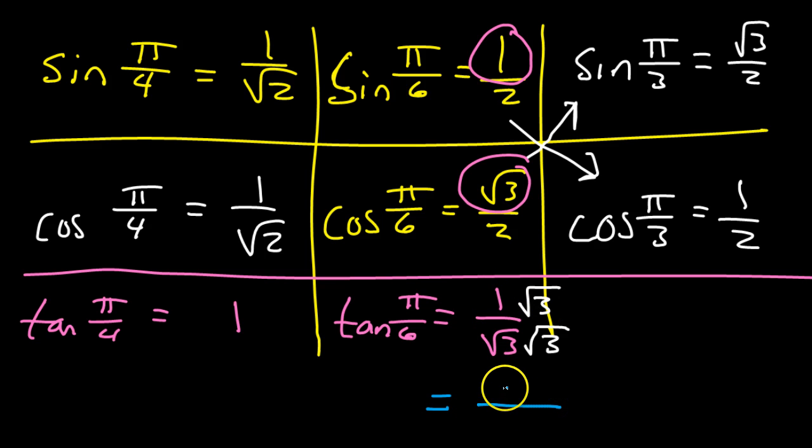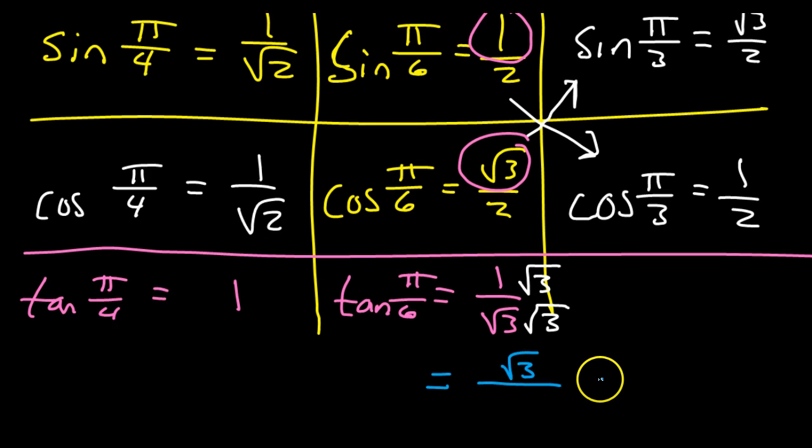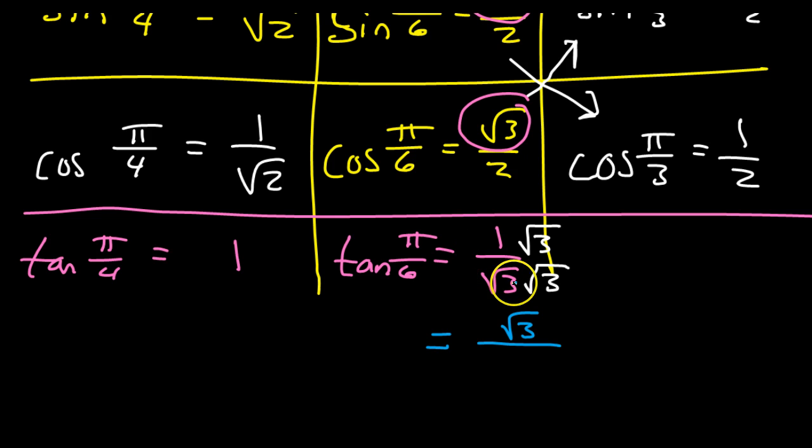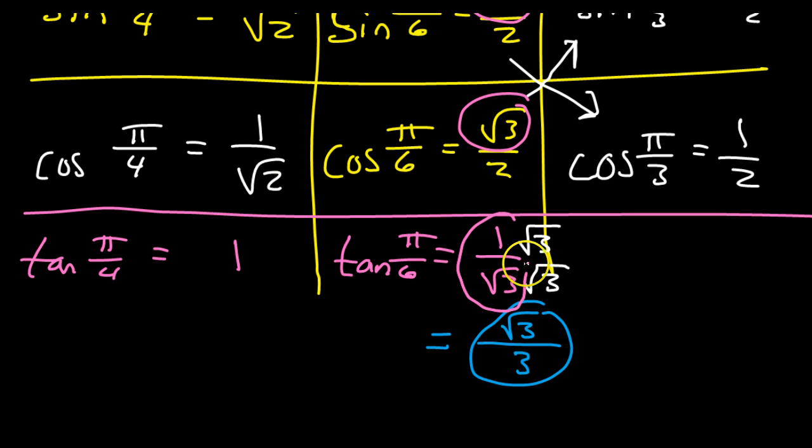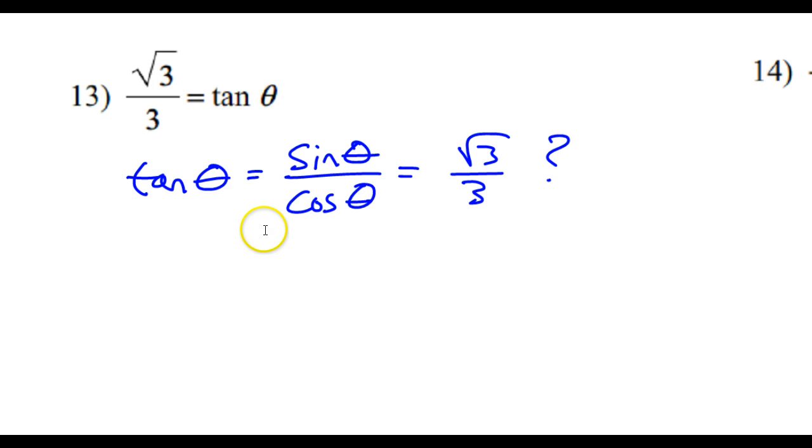okay, 1 times radical 3 is just radical 3. And then radical 3 times radical 3 is 3. So we find out that, in fact, 1 over radical 3 is the same thing as radical 3 over 3. So I think we have our answer. So tangent of pi over 6 is equal to radical 3 over 3. So pi over 6 is our reference angle.